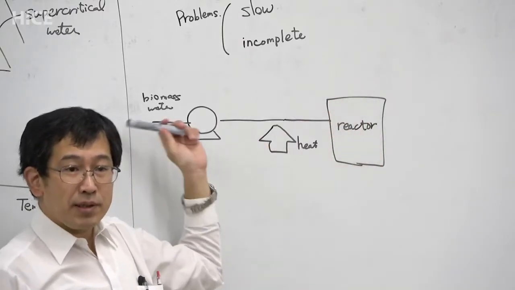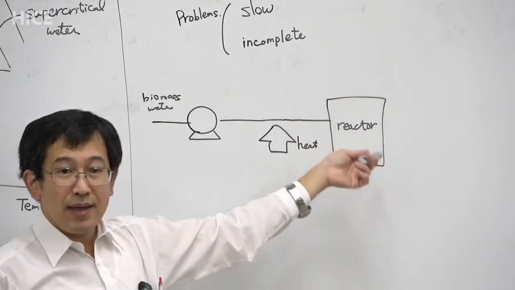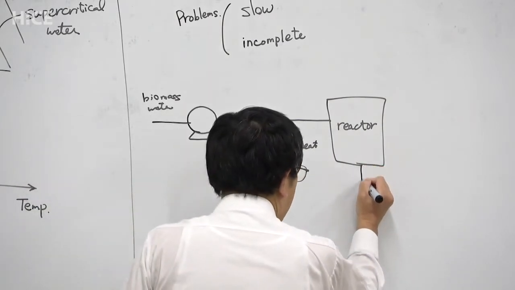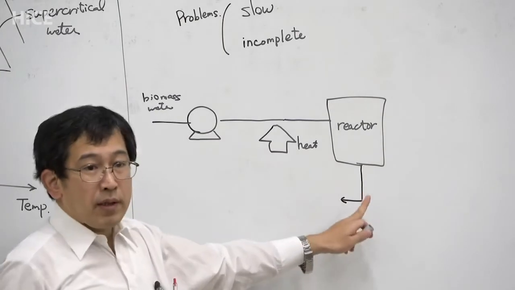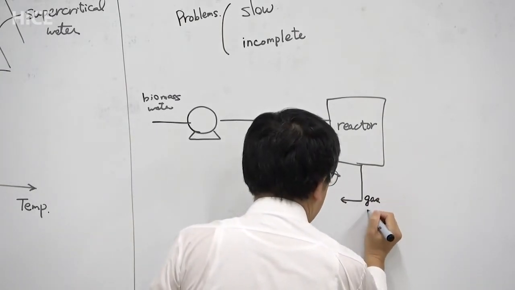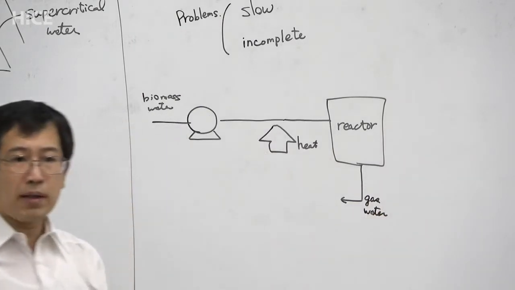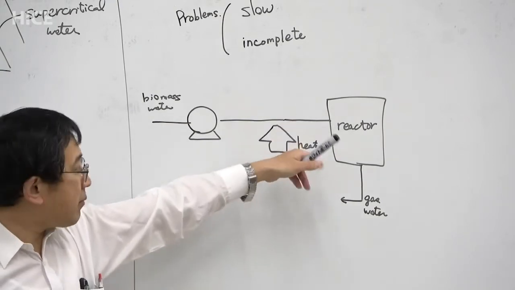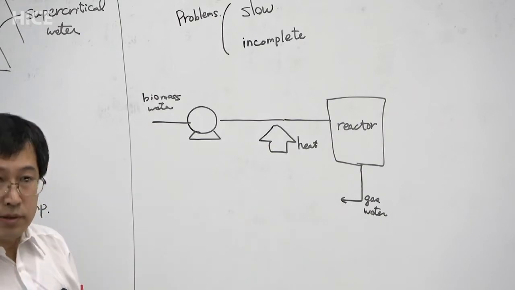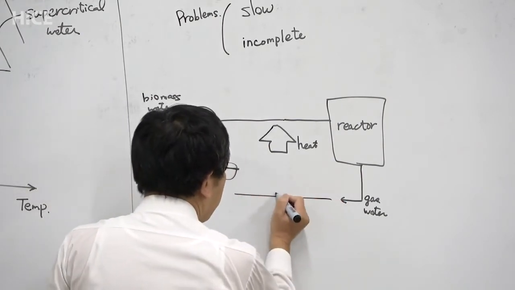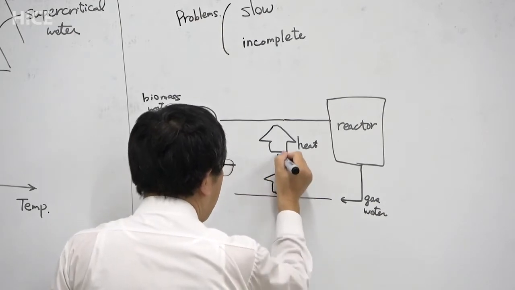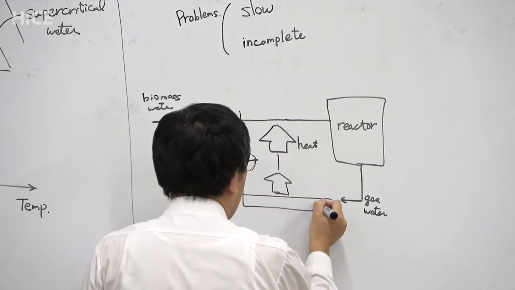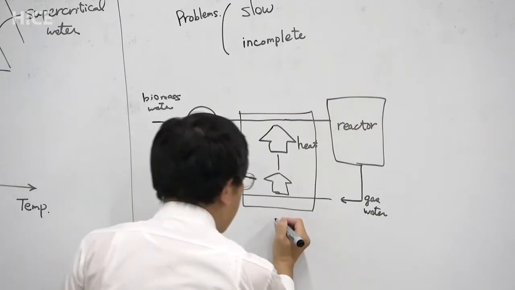In the reactor, it is high pressure and high temperature, and it's supercritical water. Here, water attacks biomass and completely gasifies it. The point is after that, you have gas and water coming out, but what is the temperature? High temperature, 600 centigrade, just the same as in the reactor. So it has heat. So we can take heat from here and then give it to here. For this purpose, we have the apparatus, which is called a heat exchanger.